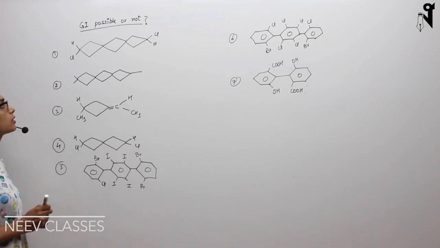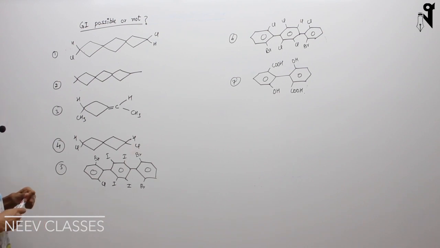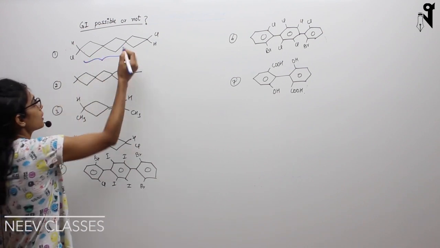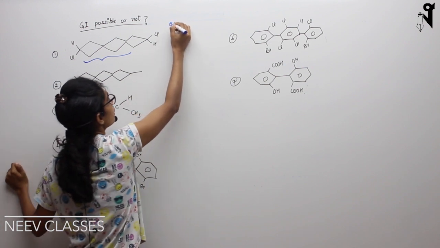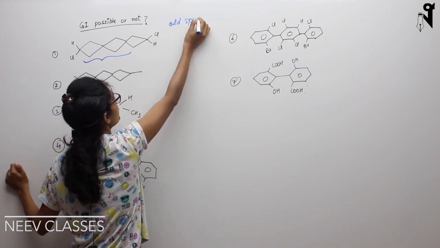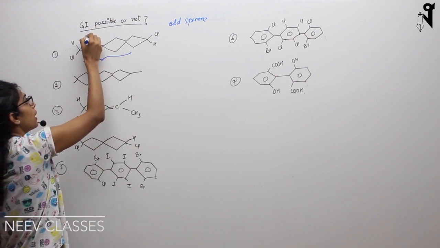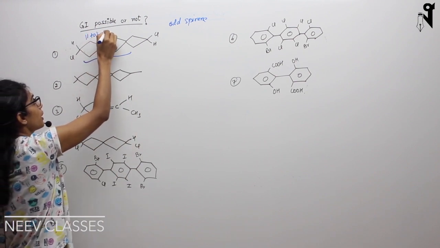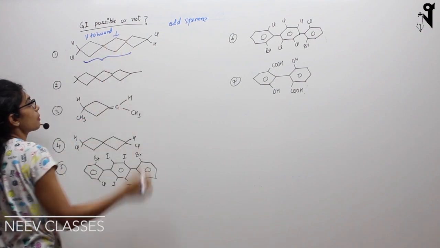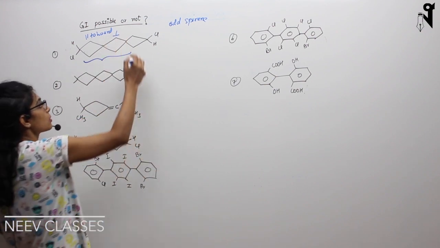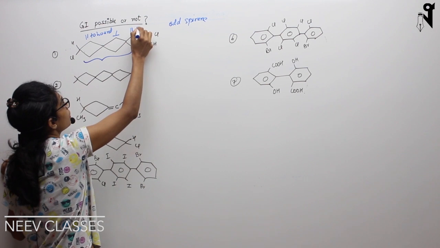Okay, so now look at the answers. I hope you would have done it. So we talk about the first spirane. This is an odd spirane. Basically, let's assume this first spirane is parallel to the board, then the second spirane is going to be perpendicular and the third is going to be parallel to the board.